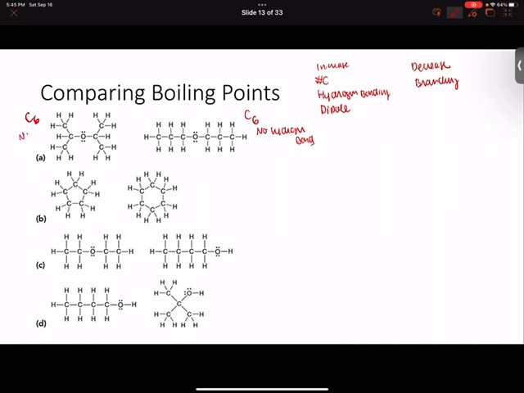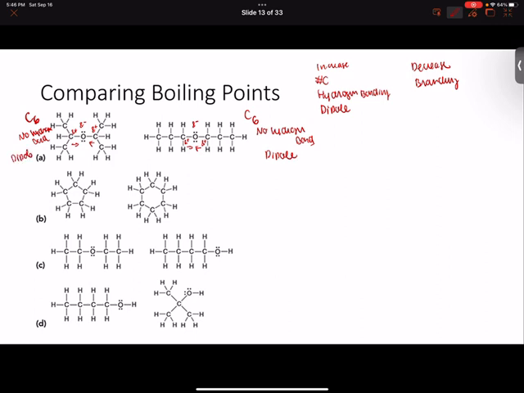No hydrogen bonding on this one. Okay, so we can eliminate number of carbons and hydrogen bonding. I would say there's some dipole interactions, but the two of them have the same amount of dipole interactions, so this one's just gonna be eliminated.